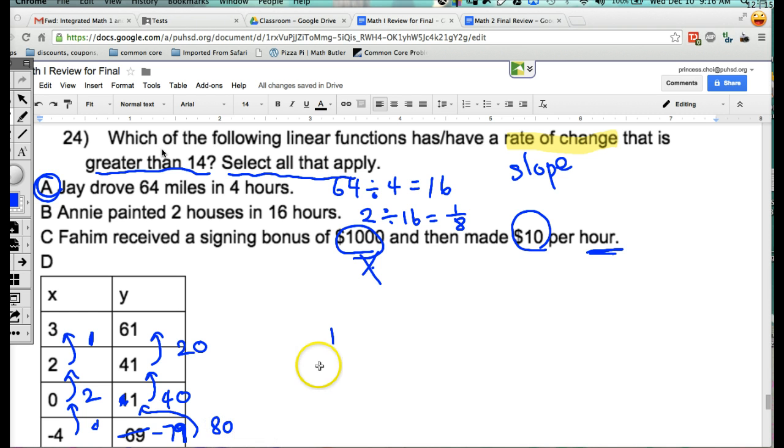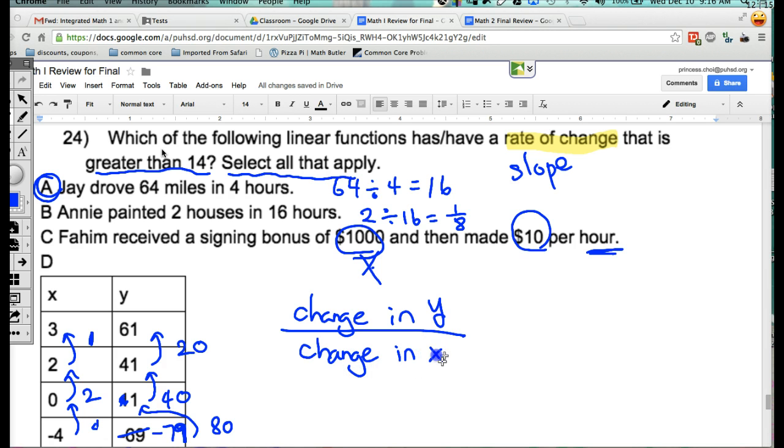And all this stuff is not really that important. The only thing that you have to understand is what is the rate of change. The rate of change is always rise over run. And so you need to put the change in y over the change in x. Okay, and that will be your slope.